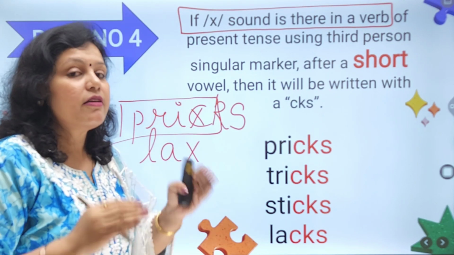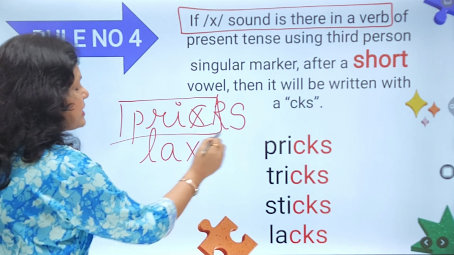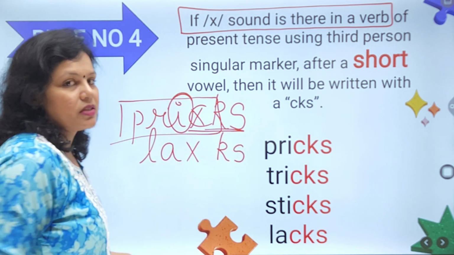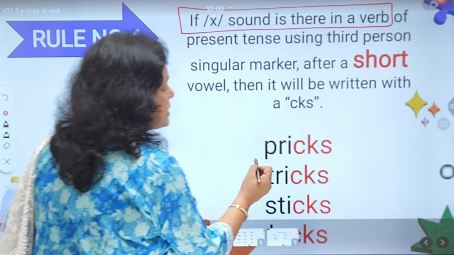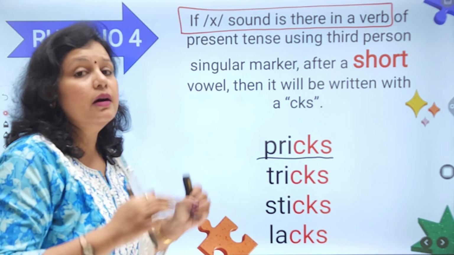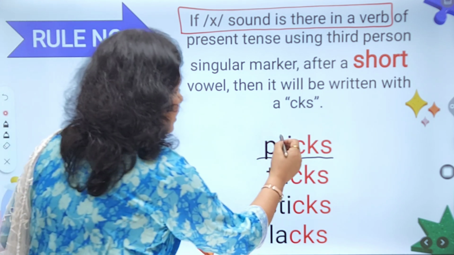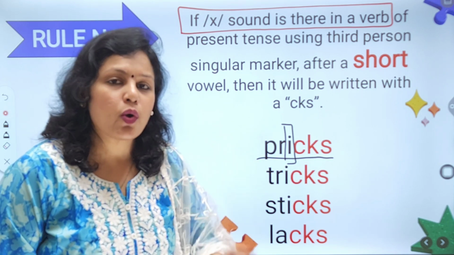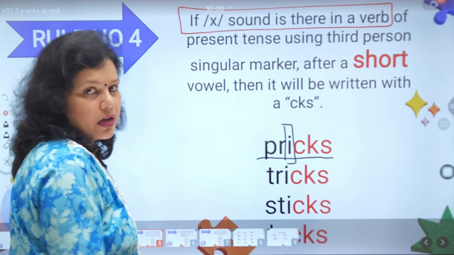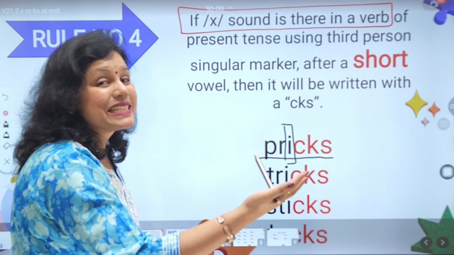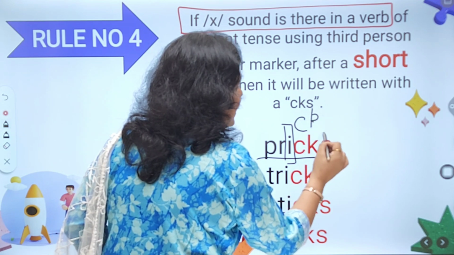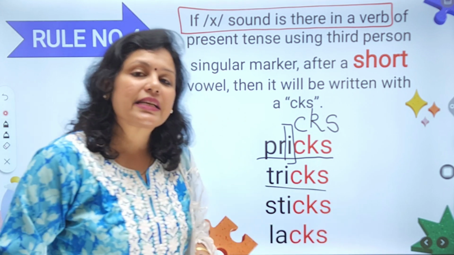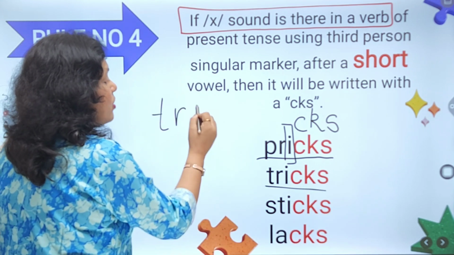Now you know very well from rule number 3 that CKS will come always after a vowel sound and KS will always come after the consonant sound. If your word is a verb and it is followed by a short vowel sound, so what is this? E. What is this? E. E is a short vowel sound. So if this is a short vowel sound and it is followed by an X sound, then always you will write CKS. Pricks. Similarly, tricks. So I am not going to write TRIX here.